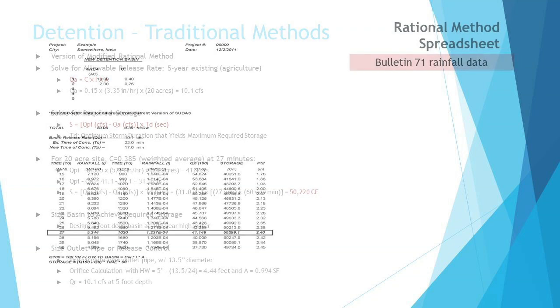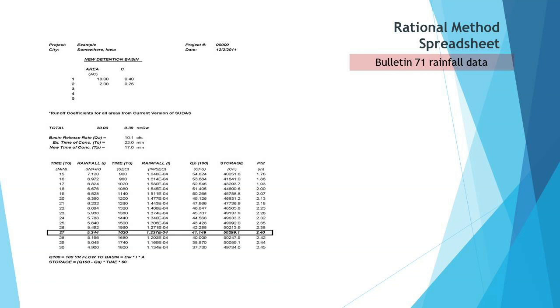So we do this, it's very easy to do with a spreadsheet. You just put things into columns, you put your runoff coefficient here. You've got rainfall and time, and that calculates the volume in versus the volume out. Basically you just look for the big number on the chart, and when you find the big number, that's how much storage you need. And it just happens to be 27 minutes here.